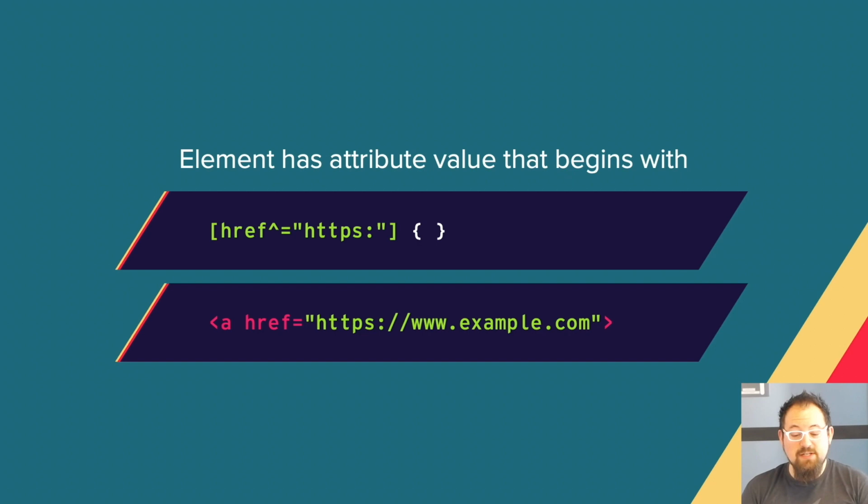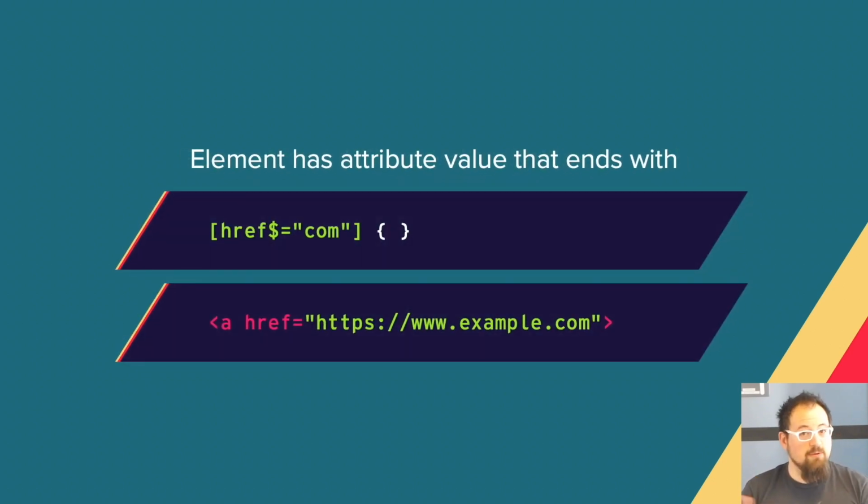Then we can also see if an attribute begins with a particular string. So in this case, we're looking to see that it's HTTPS. This could be really handy in a case that you want to indicate that a link is going to a secure server. So we could put HTTPS on each one of these and put maybe a little lock icon before each, right?